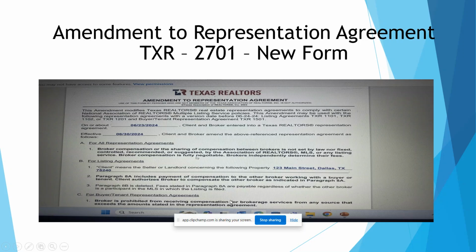Broker is prohibited from receiving compensation for broker services from any source that exceeds the amount stated in the rep agreement. And that's what you're telling your buyer. You should have been telling your buyer that the whole time, because in my example, to get a buyer to walk in a house with me as their potential buyer's rep, they signed a 0.5% just to get them in the door, maybe 1%. I get them to sign anything so I can try to pick them up as a buyer is what I'm saying. And this is telling them that they are now knowing that we are not able to take any compensation from anywhere except what is stated in the buyer's rep agreement and the amount.